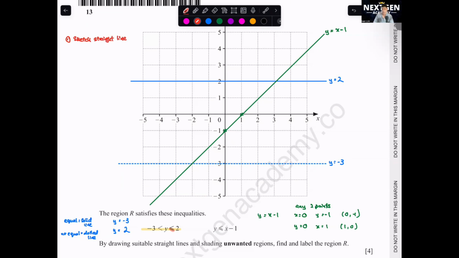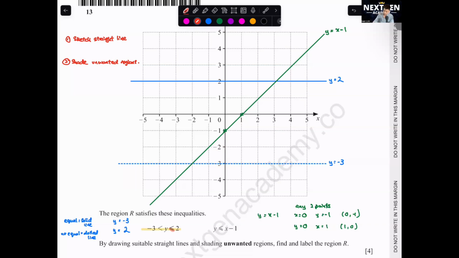Okay, and then you use the guidelines. It can be horizontal, it can be vertical, it can be a slanted one. Then you just need to select 2 points. Second part right now, you have to shade. Normally they will ask you to shade the unwanted regions, so we don't want the unwanted side. Teacher teaches you an easy guideline for this.